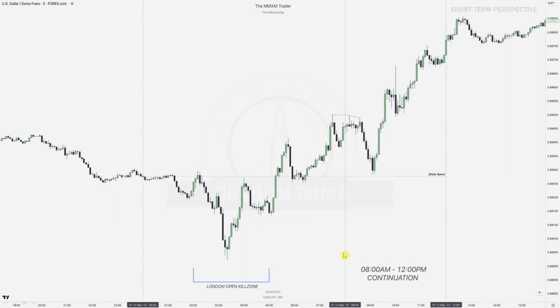Now we look for our sweet spot, right? 8 a.m. to 12 p.m. EST, continuation pattern, right? So earlier we talked about that stop hunt, but we cannot see a stop hunt right over here. But we can use discount arrays, right? So first of all, where is our liquidity?